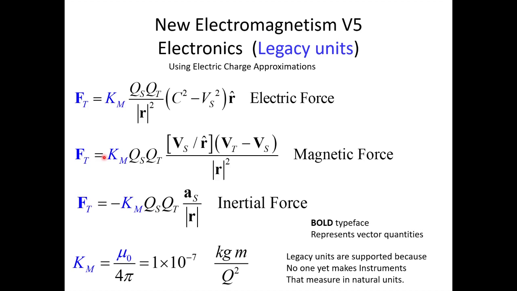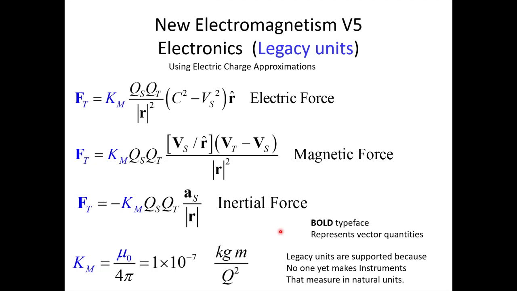Okay, and now what I've done is I've gotten rid of the red ink here. Okay, so because we're using these together, we're going to see these are the electronic version in legacy units. Again, we're going to be using electric charge approximation. I just dropped the red ink. That's just what you saw on the previous page. So this is what we're going to be using going forward to validate all the new electromagnetism V5. We're going to be using the electronic versions.